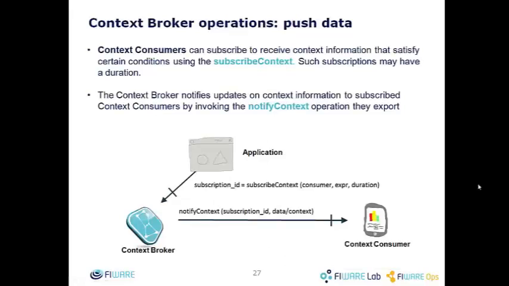We have briefly talked about subscriptions earlier, and we're going to see some examples of how they work. As I was saying, a context consumer can subscribe to receive context information that satisfies specific conditions using the subscribe context. Then, whenever an application subscribes, the context broker notifies updates on this information to the context consumers by using the notify context operation.